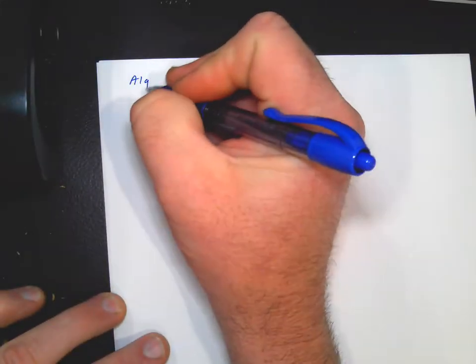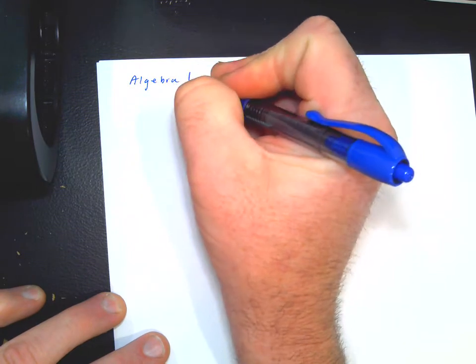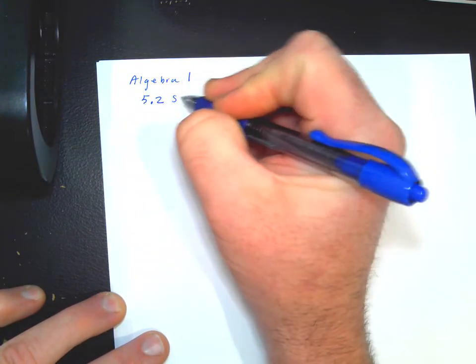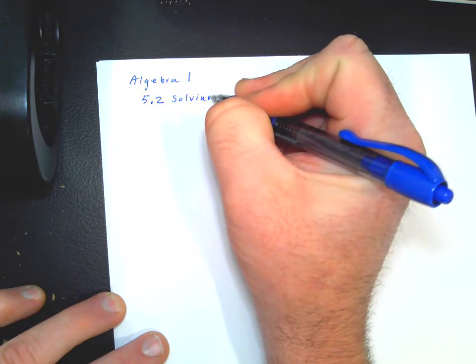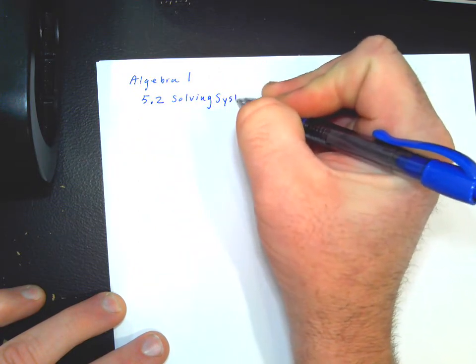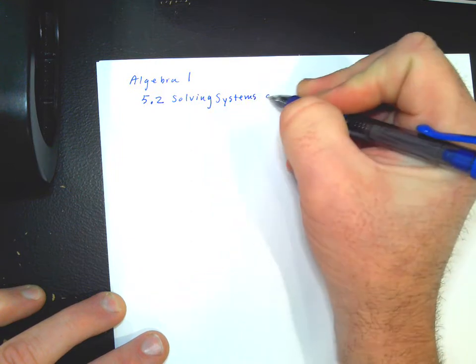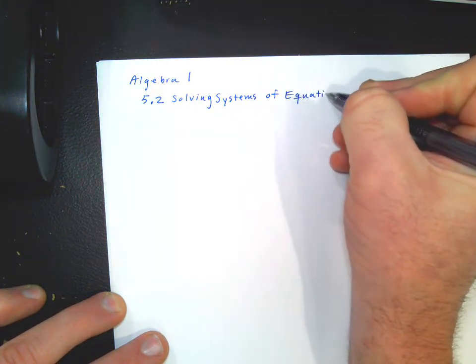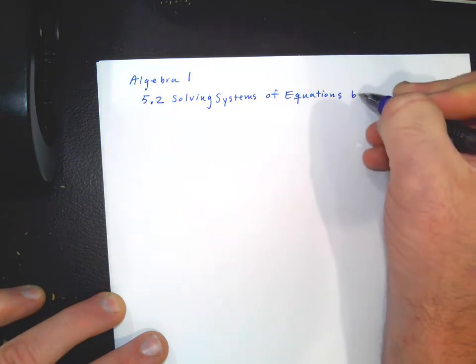All right, Algebra 1. This is going to be section 5.2, solving systems of equations by graphing.